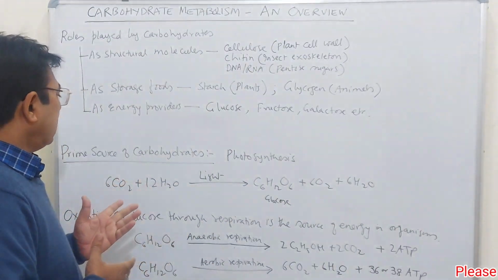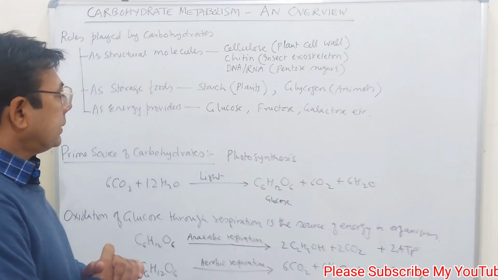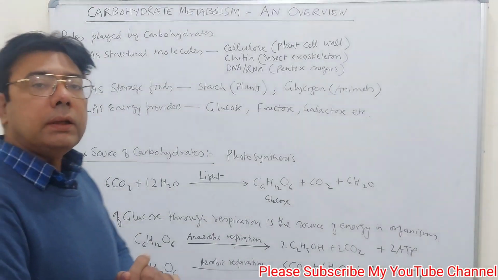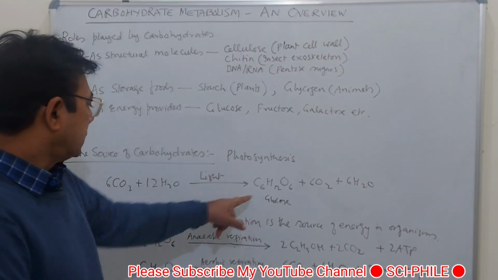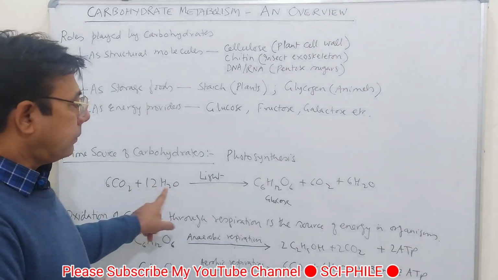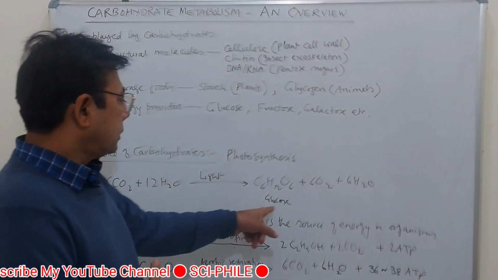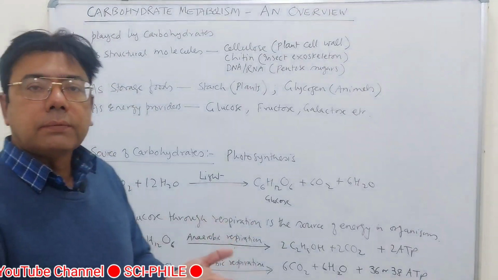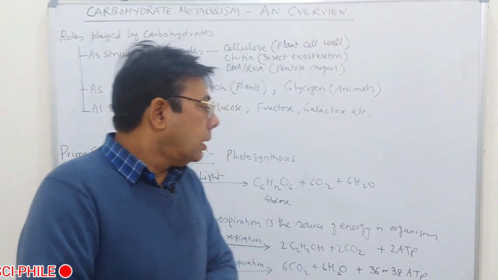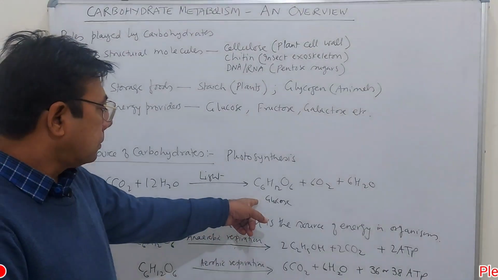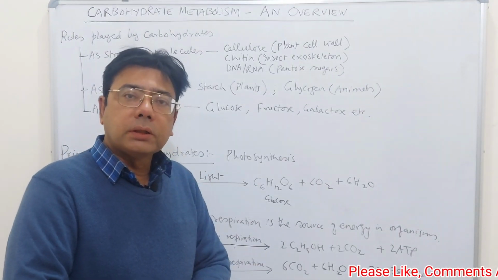Now talking about the origin of carbohydrates. So mainly carbohydrates come from the activity of photosynthesis, in which plants synthesize glucose from carbon dioxide and water in the presence of light, and you see this is the reaction of photosynthesis through which most of the glucose that we see around us in living organisms is formed. Now this glucose is consumed for energy production through the process of respiration.